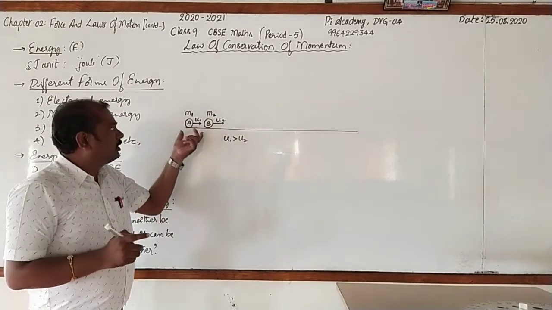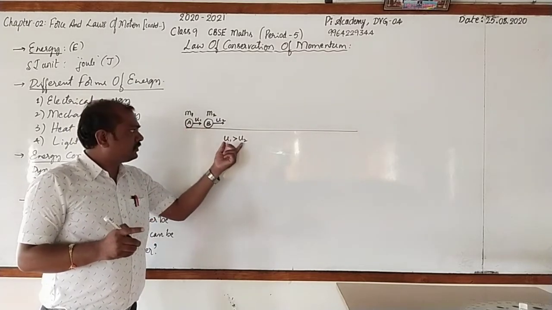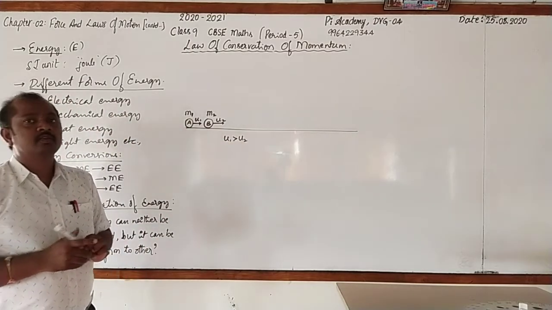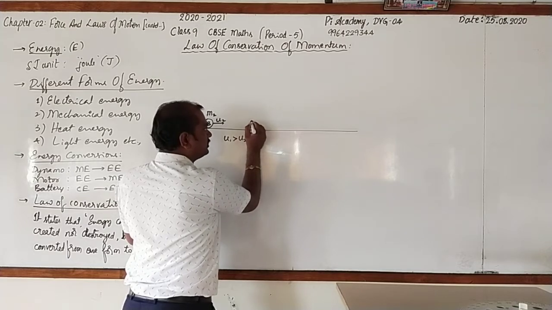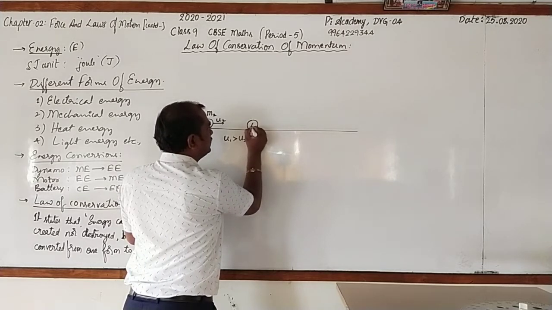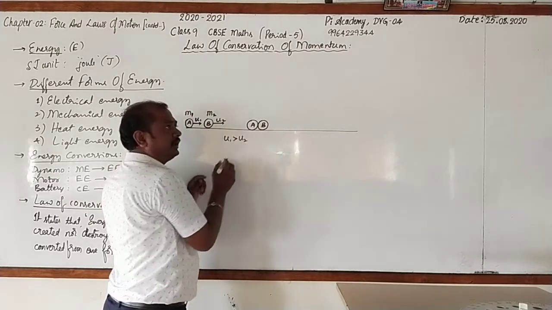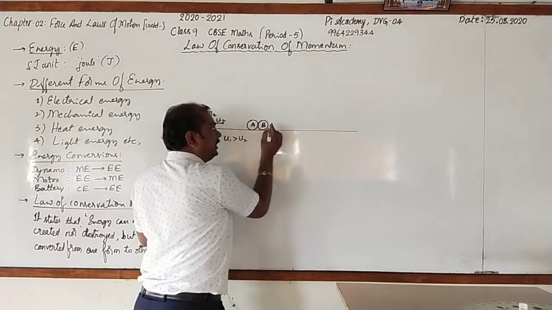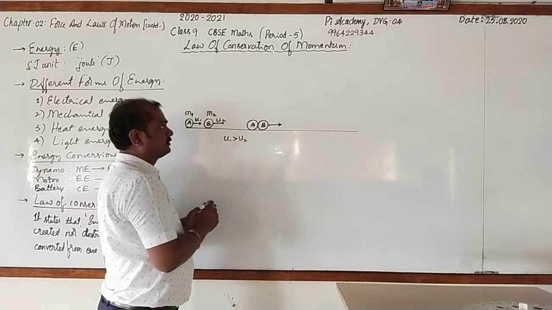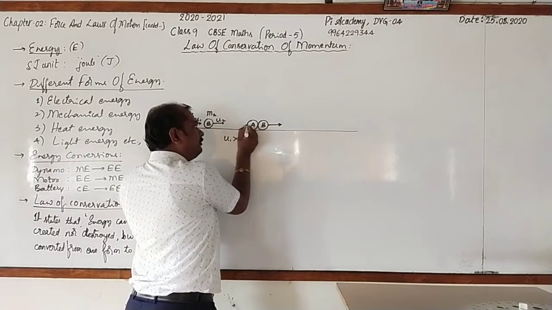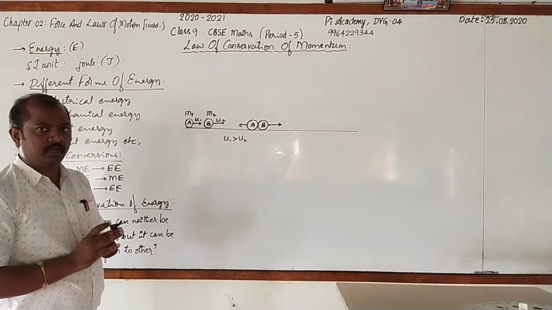When the initial velocity of object A is more than that of B, after some time they collide with each other, right? Here also, this is A and this is B. When A collides with B, what happens? A will exert some amount of force, and at the same time B will also exert force on A. It can be shown like this. Clear?